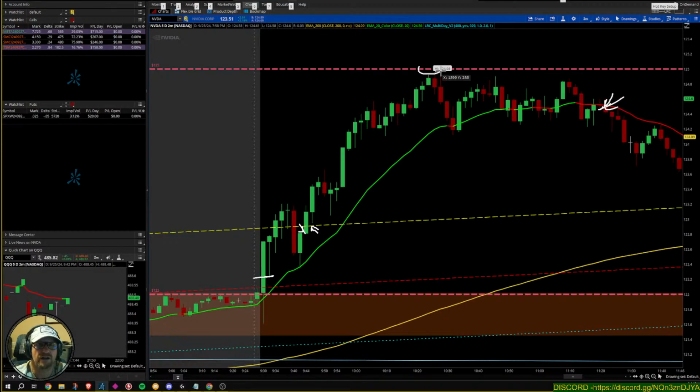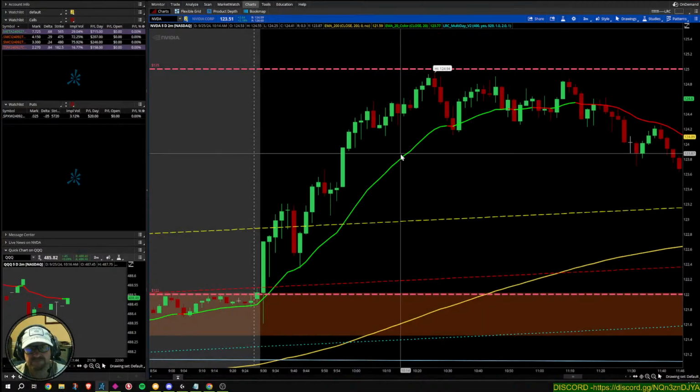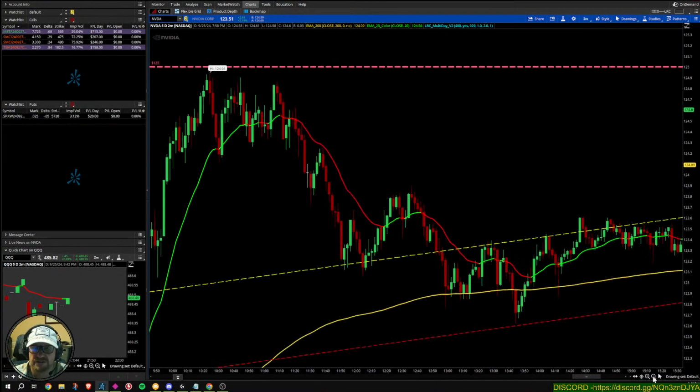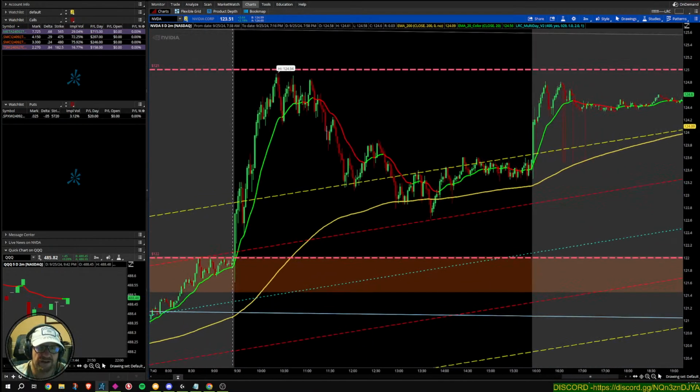Could you have got out here? Yes, and I probably would have because it reached the 125 major zone and started rejecting. To me, I would take all profit here. I would have got probably this entire run. It was one of the easiest trades to trade today. I missed it, but that's okay. I was in meta when this was happening. So sometimes you just pick the wrong one, right?